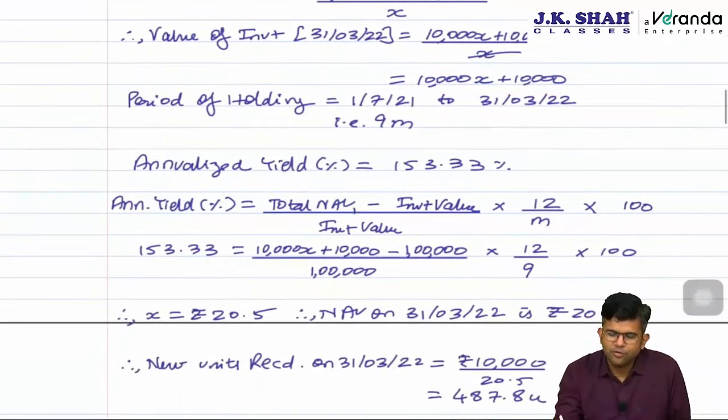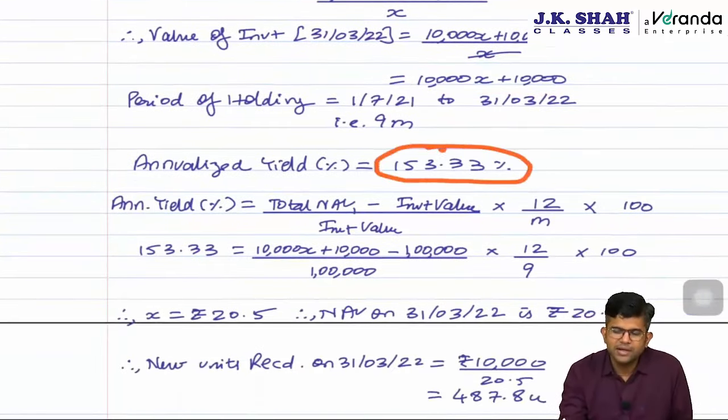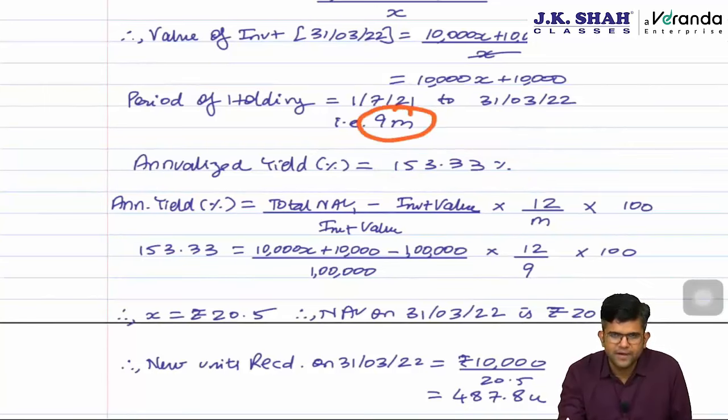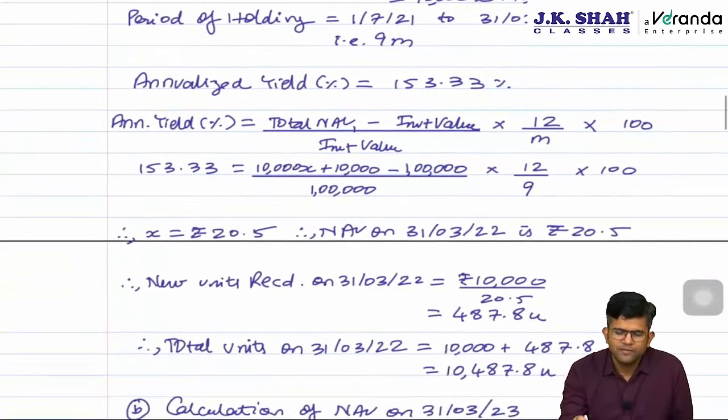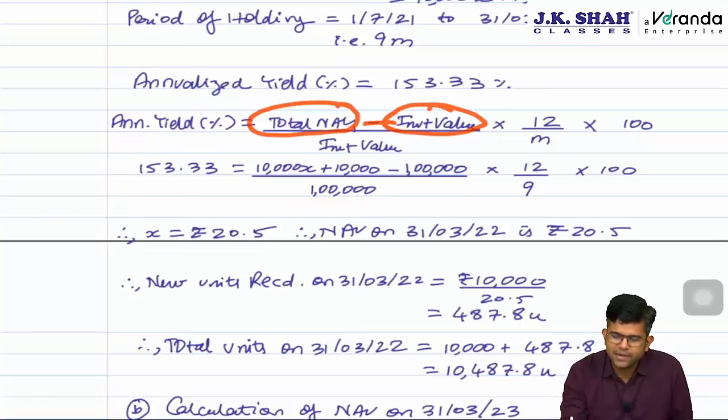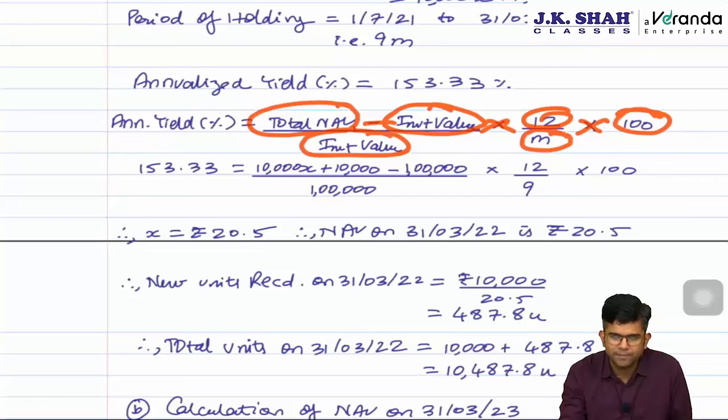Because they have told you that your annualized return is 153.3%. Now you are staying in this fund only for 9 months, but your annualized return is 153.3. So everyone knows, right, in annualized yield, the calculation that we do will be the total value of your investment minus the investment value, upon investment value, into 12 by M into 100, right?